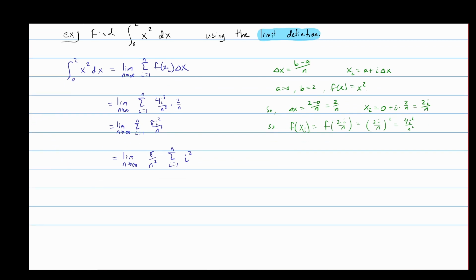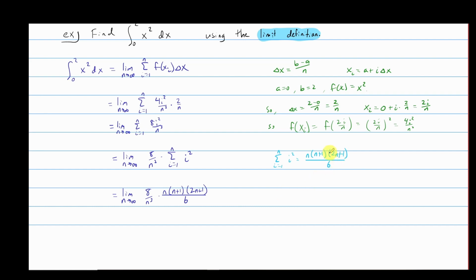Now, if you recall, when we were going through the properties of sigma notation, we had this formula that the sum from I equals 1 to n of I squared was n times n plus 1 times 2n plus 1 all over 6. So I can look at this sum now from 1 to n of I squared and say, I have a formula for that. Plug that in. So there's the n plus 1, 2n plus 1 over 6.